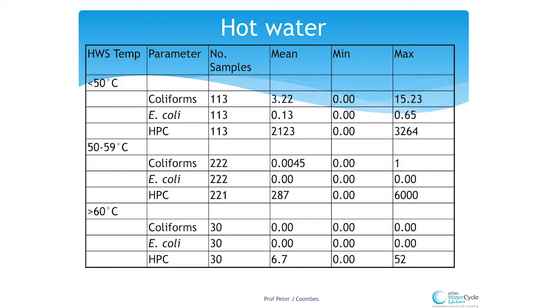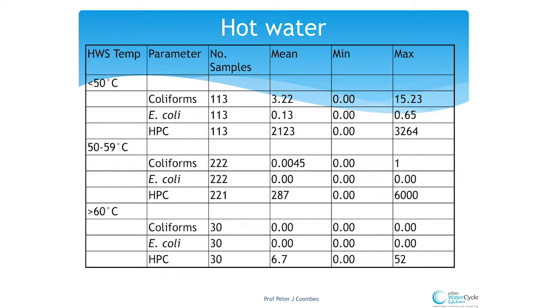So the table I'm showing now is hot water systems from our national surveys around the country. This is shown from upwards of 200 samples at different temperatures. So at less than 50 degrees you can see that there are low mean numbers in hot water systems of coliforms and E. coli and heterotrophic plate counts. Heterotrophic plate counts are of all bacteria that's everywhere. It's not such a concern.